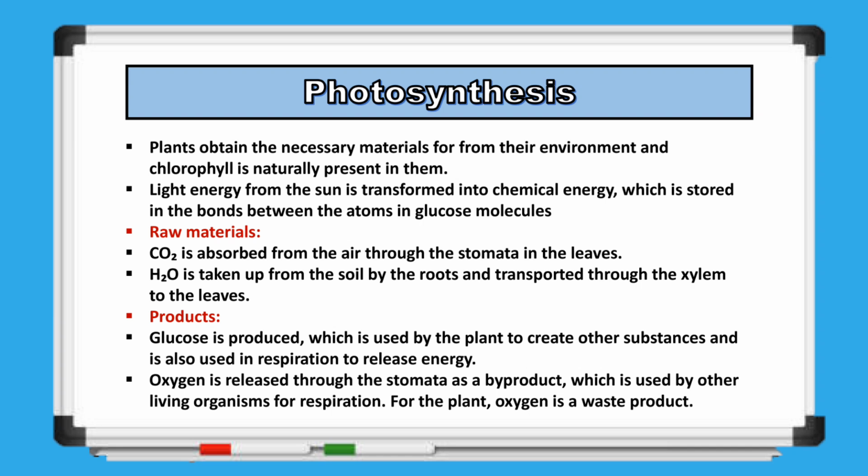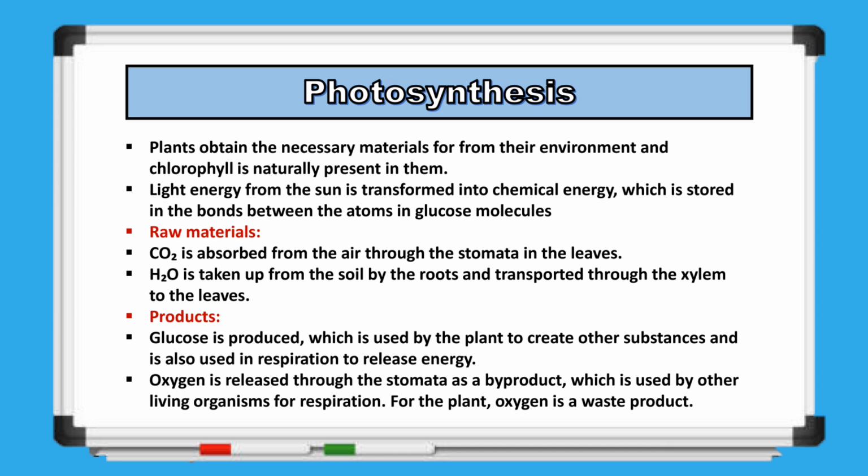We've learned that plants absorb certain materials from their environment and use them to carry out photosynthesis, a process that transforms light energy into chemical energy stored in the bonds of glucose molecules. This energy is stored in the chemical bonds of glucose, which the plant can later use for growth, respiration, and building other substances. The main raw materials needed are carbon dioxide and water.